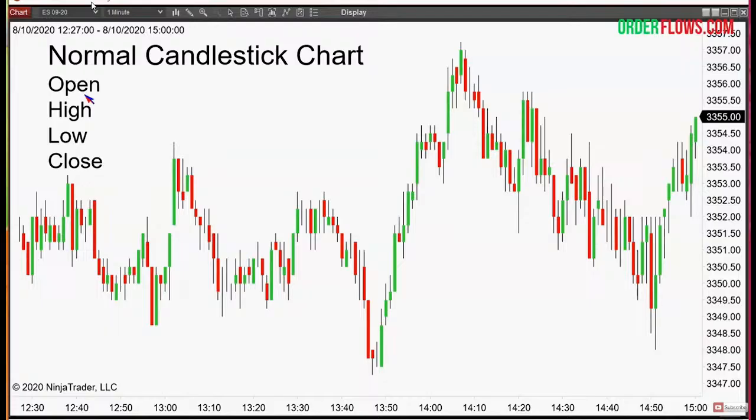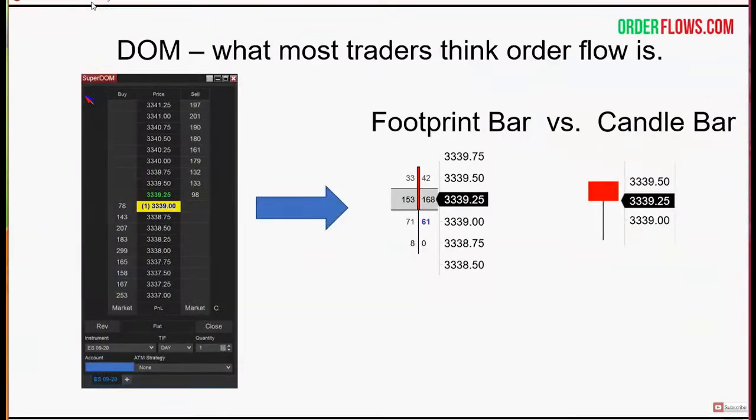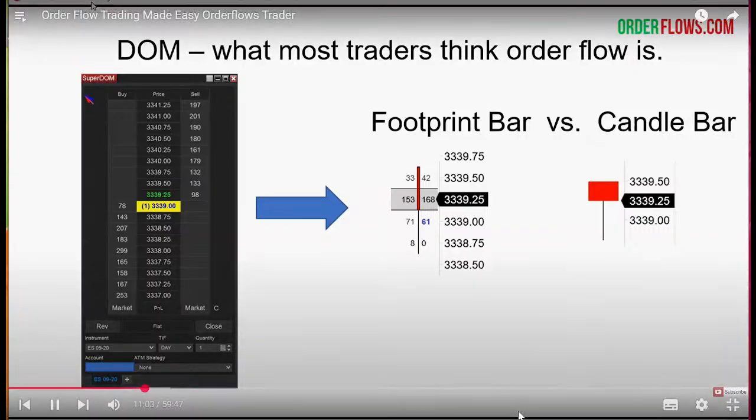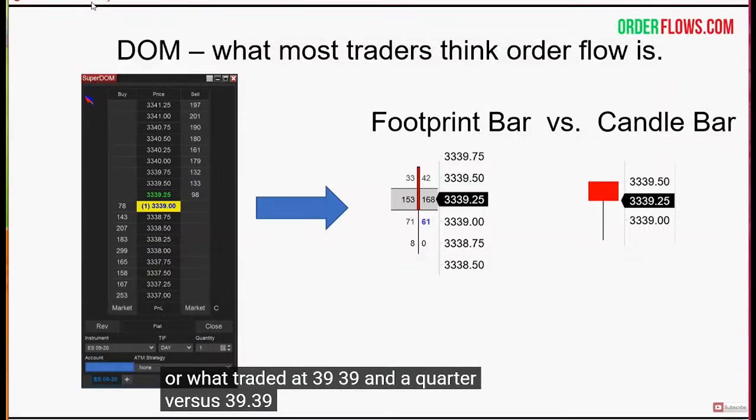Now, most traders, when they hear the term order flow, think of the DOM, right? Depth of market price ladder. The difference between the DOM and a volume footprint chart is the DOM just shows you the working orders. It shows you what's on the bid, the next bid below that, what's on the offer, the next offer, the next offer. The footprint chart records what's traded in the DOM and puts it on a chart. So you can see how much traded on the bid at 39.25, how much traded on the offer at 39.50, or what traded at 39.25 versus 39.00.